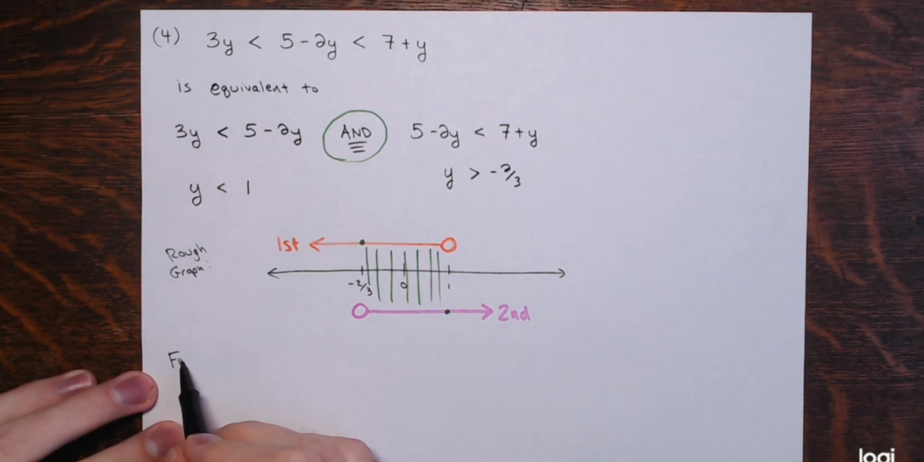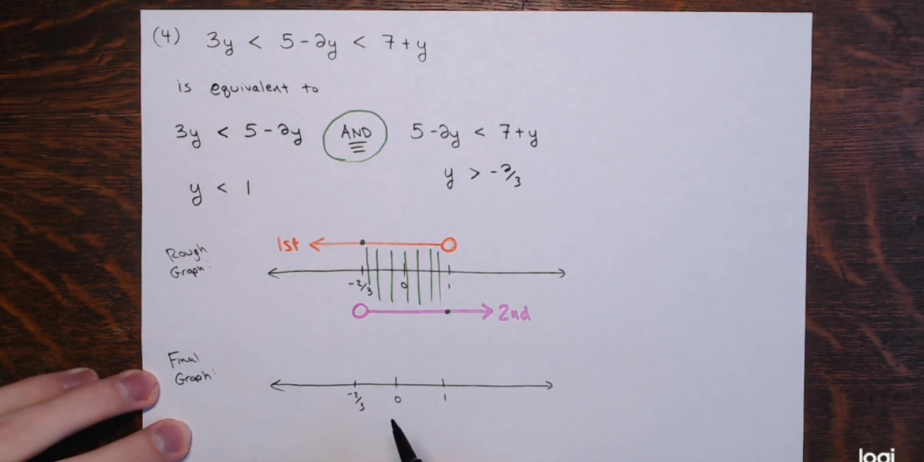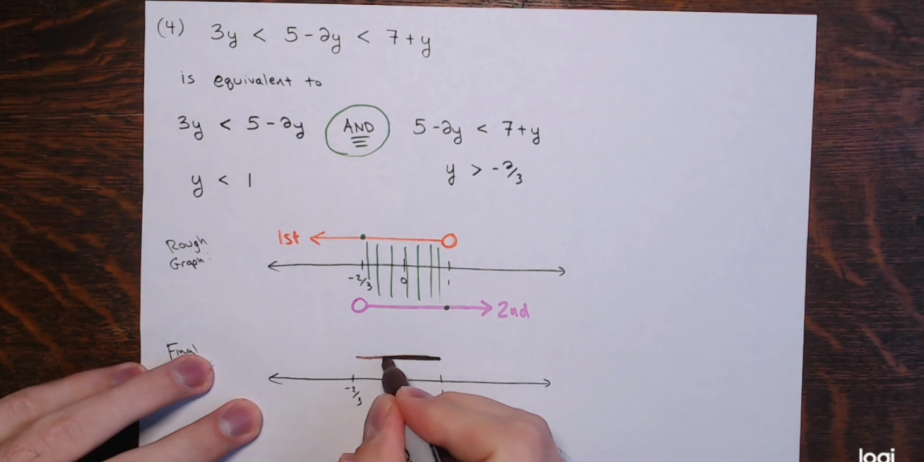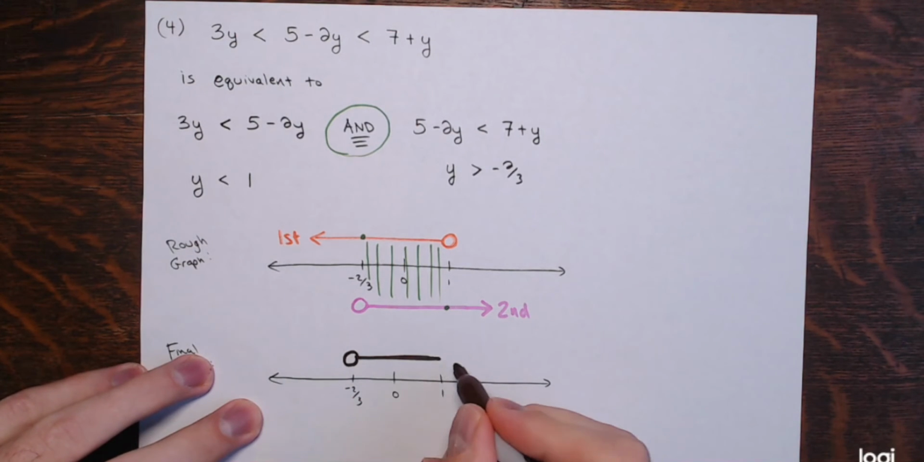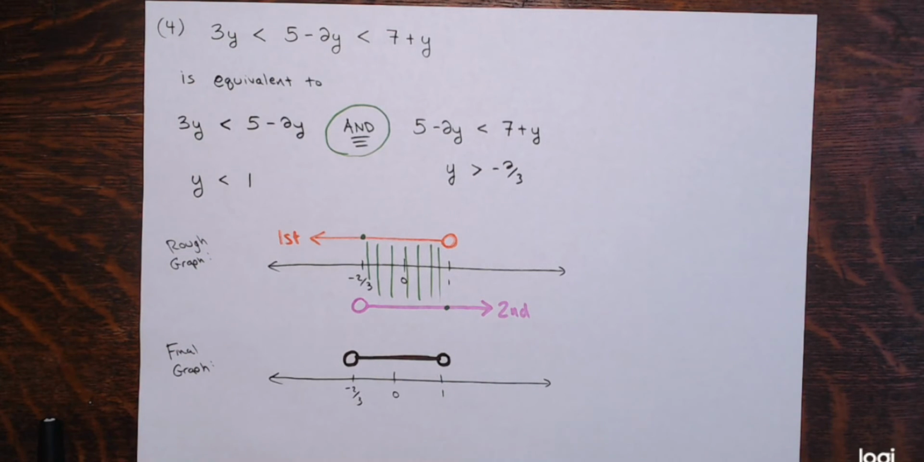So the final graph is just composed of the numbers between negative 2/3 and positive 1, but not including negative 2/3, not including 1. Right, there you go.